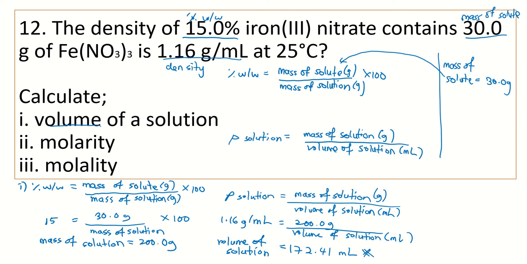Next, we move on to question 2. Question 2 asks you to calculate the molarity. What is the formula of molarity? It is moles of solute over volume of solution. We already have the volume of solution from part 1. So that means you just have to find out the mole of solute. What is the mole of solute? Just divide the mass over molar mass.